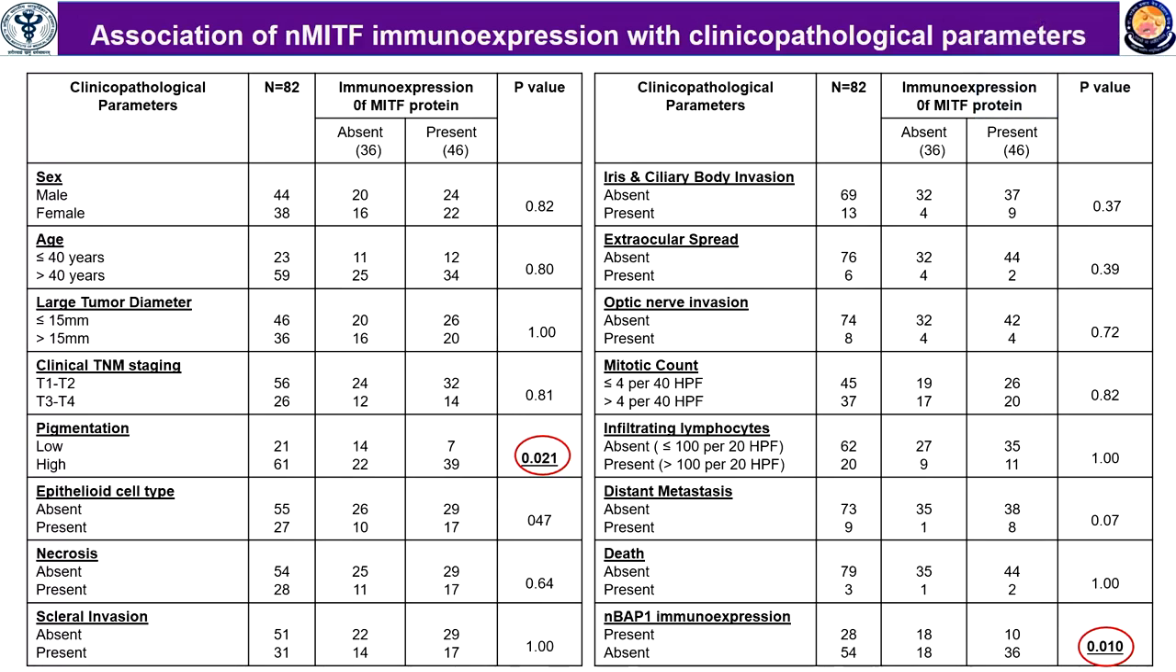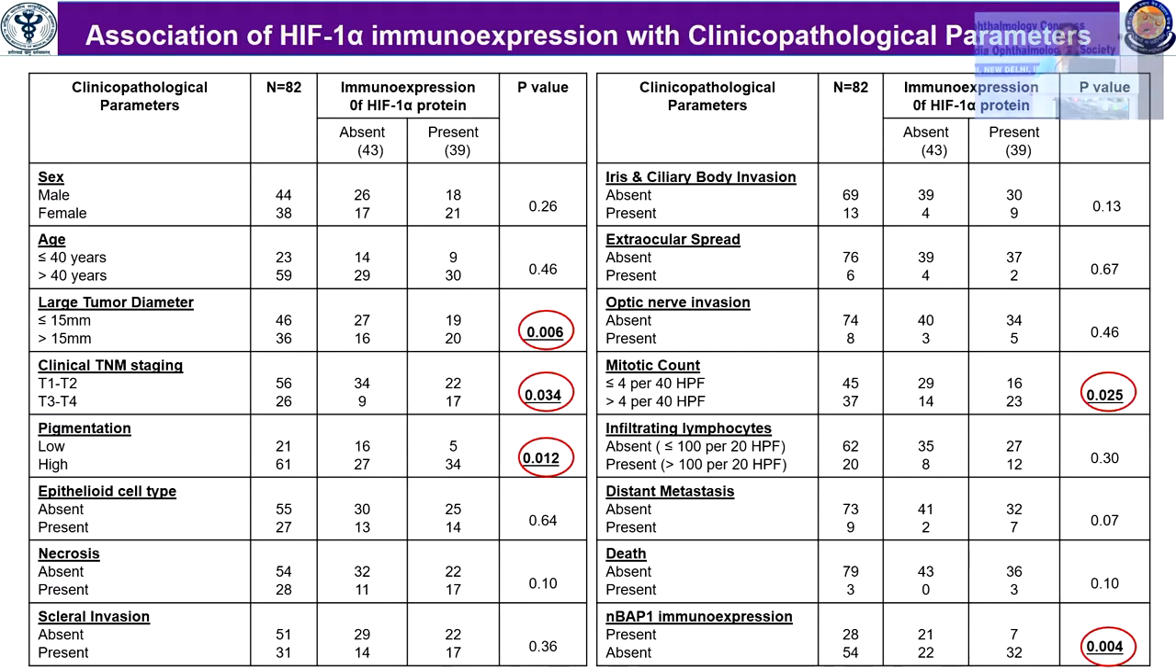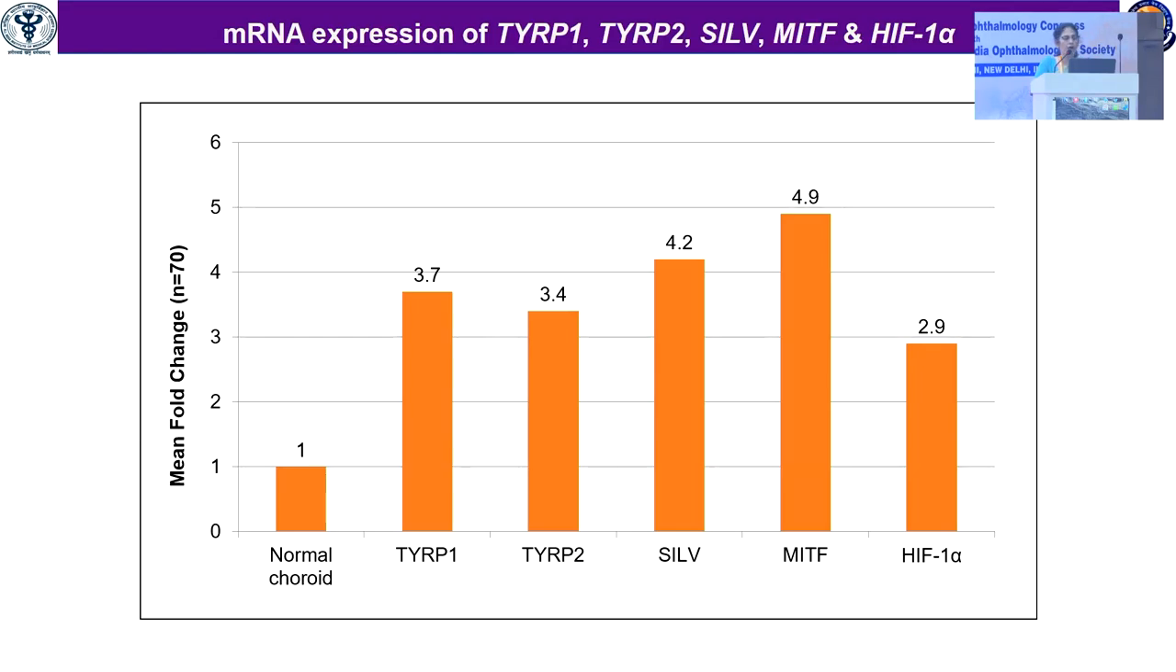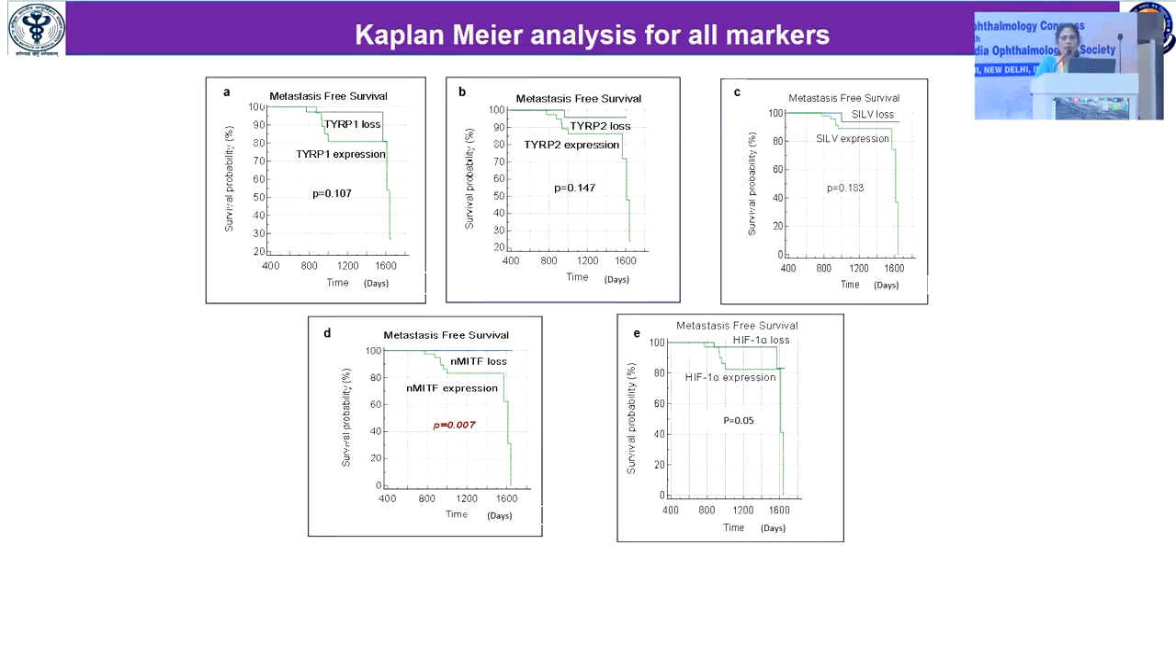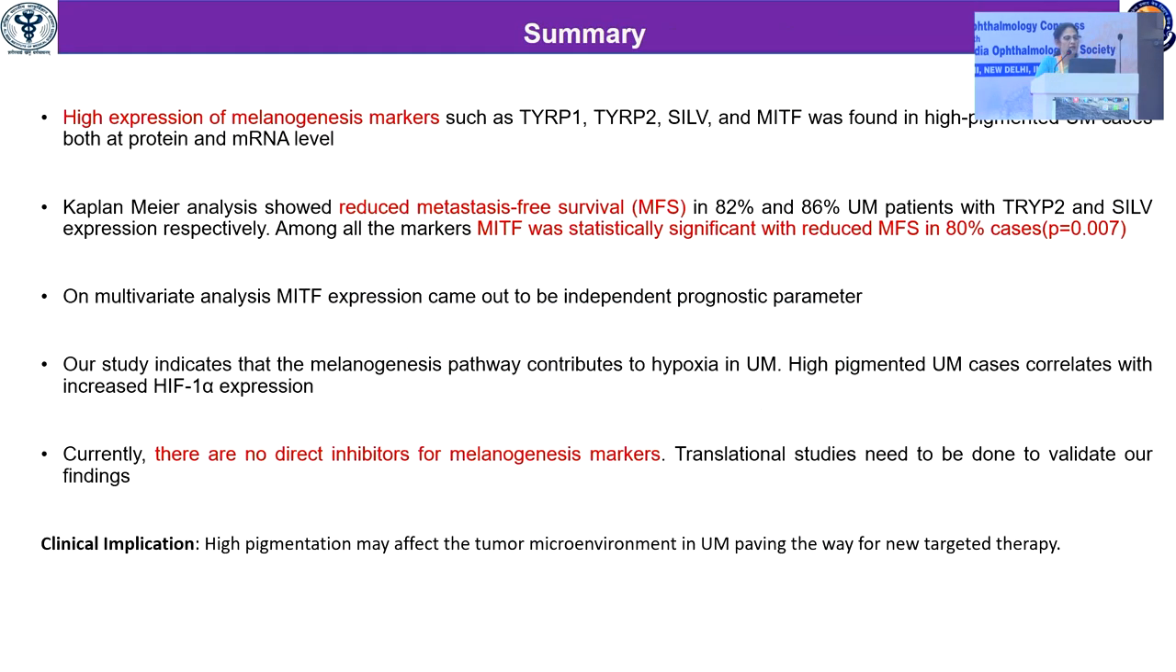Nuclear MITF also correlated with high pigmentation, and HIF1 alpha correlated with large tumor diameter, high tumor staging, high pigmentation, and nuclear BAP1 expression. mRNA also showed increased expression with MITF in comparison to normal choroid, along with SILV, which showed a fold change value of 4.2. So Kaplan-Meier analysis for all the markers is shown over here, and they all showed reduced metastasis-free survival, but nuclear MITF showed statistically significant metastasis-free survival.